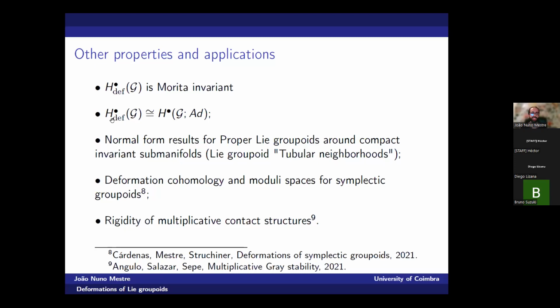Another thing is that for Lie groups, the deformation cohomology was really groupoid cohomology with values in the adjoint representation. For Lie groupoids, the adjoint representation is very subtle. You need to make some choices of connections to be able to define them. And the deformation cohomology is still going to be isomorphic to the cohomology with values in a sort of adjoint representation. But here we have the advantage that we have an intrinsic model for it.